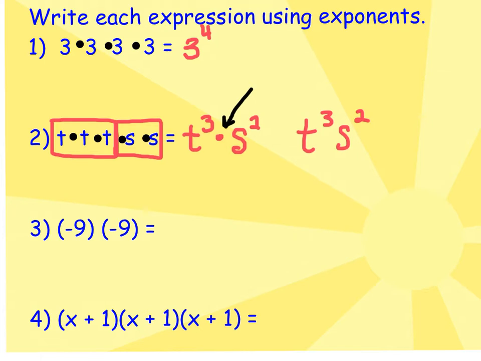Now on number 3, if you notice, the -9 is in parentheses. It's very important that when you write your exponent that you also include parentheses. So it's not just -9 to the second power like this. It's actually -9 in parentheses to the second power. We're going to talk more about the difference between these two later, but for now, if you see the parentheses, then include them in your answer.